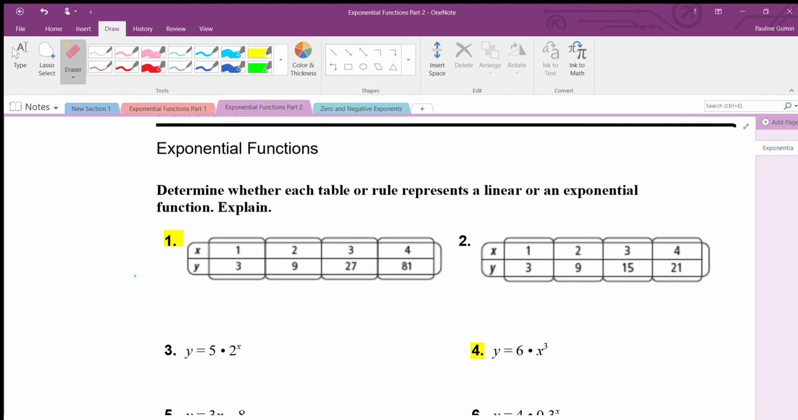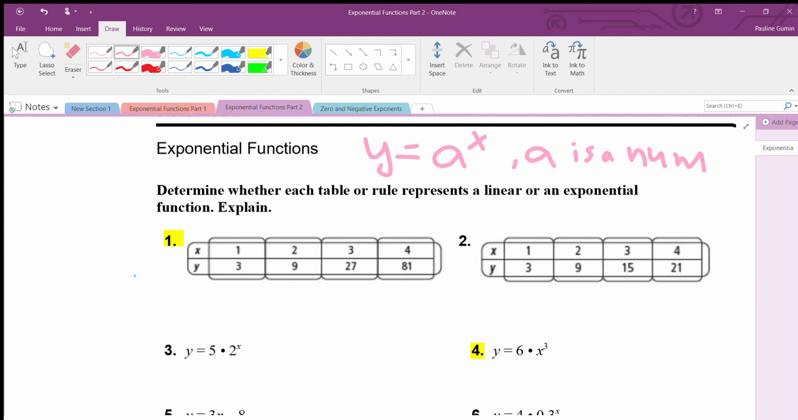And welcome to Exponential Functions Part 2. Before we begin, I'd like to remind you that an exponential function looks like this. All right? In this case, with exponential, a is a number. So it's 2, it's 3, it's 5, it's 7, it's 254, but it's a number.